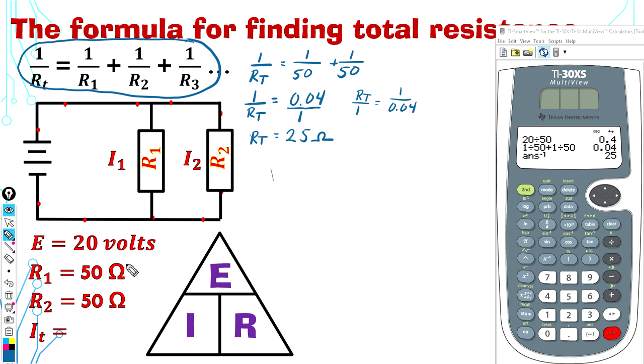Now the 25 ohms makes sense because I got half of them going through this 50 ohm resistor, half going through this 50 ohm resistor. But we're not always going to have the same value for these. All right. Now to get my total current, cover up the I. So I'm going to take my 20 volts divided by my total resistance, which was 25 ohms. I'm going to do 20 divided by 25.